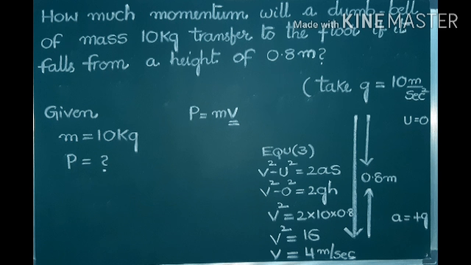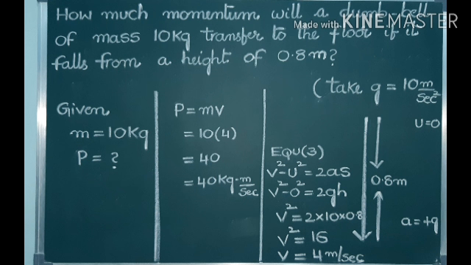Before calculating V, I have taken equation of motion number 3. What is equation of motion number 3? V square minus u square equal to 2as. So v square minus 0 square equal to 2, a means plus g, s means h. So v square equal to 2gh. So v square equal to 2 into g value 10 into h value 0.8. So v square equal to 16 and v equal to 4 meter per second. We are getting v equal to 4 meter per second.